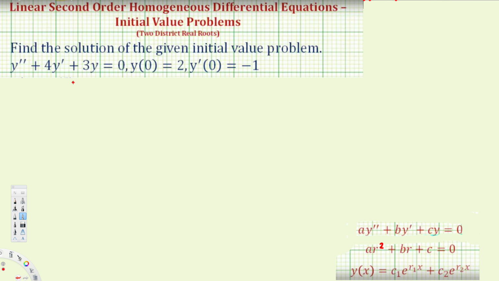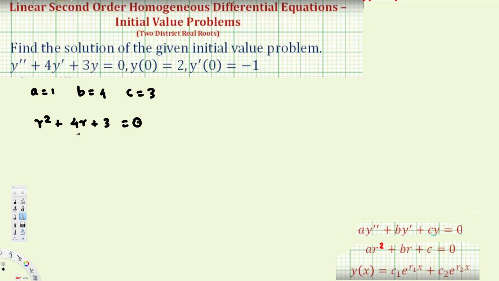When we have that, we can use this characteristic equation to figure out our real roots. In order to do that, we have to know our a, b, c values. Here the a value is 1, b is 4, and c is 3. Now let's plug the values into this characteristic equation. That's going to be r squared plus 4r plus 3 equals 0.